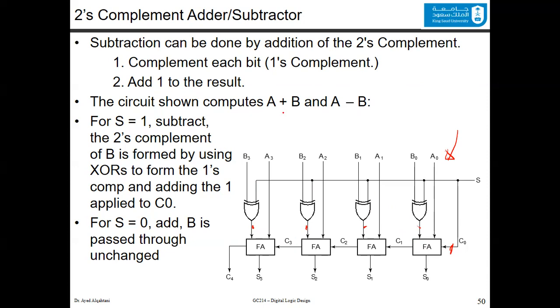The circuit shown is computing a plus b and also a minus b. For S equal to 1, you subtract, using the 2's complement of b, which is formed by using XOR to generate the 1's complement, and then you add 1 applied to C0. For S equal to 0, you do simple addition, and the b won't be changed after the XOR.